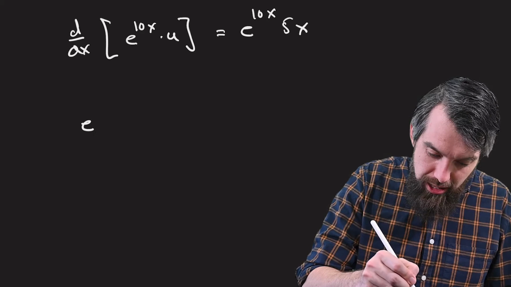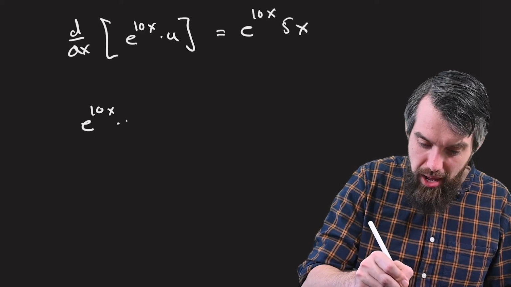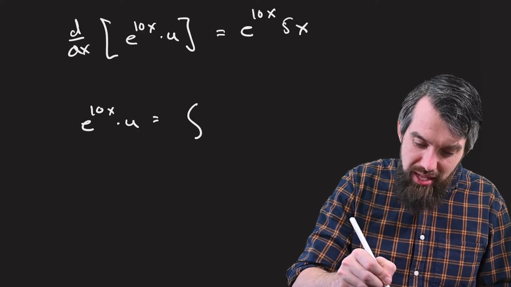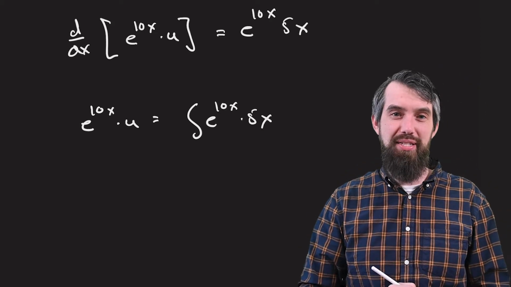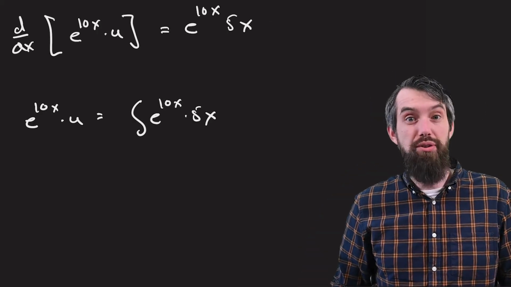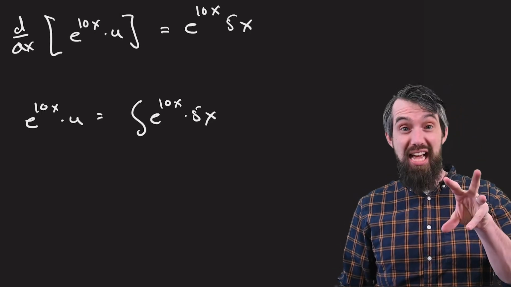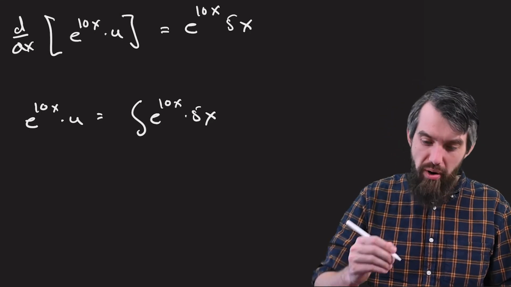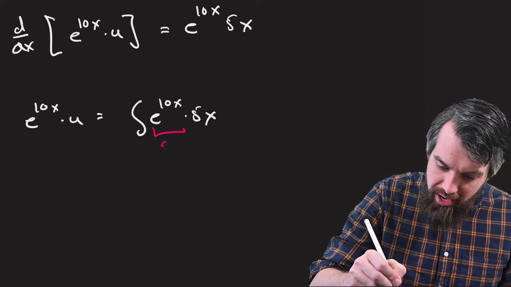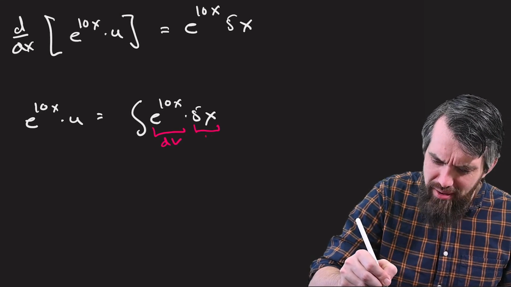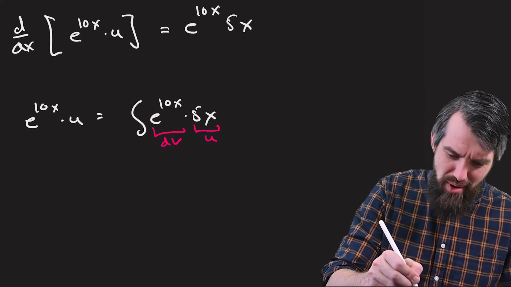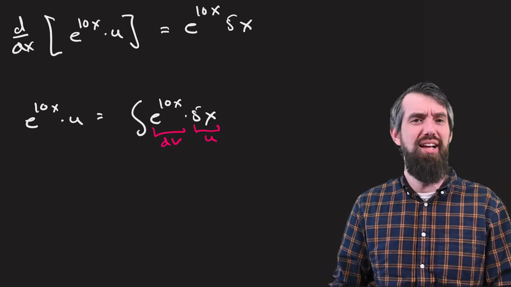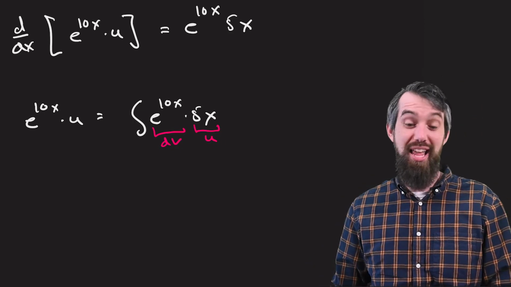On the left, you get e to the 10x multiplied by u, and on the right-hand side, you have the integral of e to the 10x multiplied by 5x. Now, we can do this integral. It looks like e to the 10x times 5x, that's going to be an integration by parts. So I'll come here and do a very quick dv and u. This u and v is just the standard nomenclature for integration by parts. I'm not trying to relate it to that u at all. This is just a temporary thing for solving our integral here.